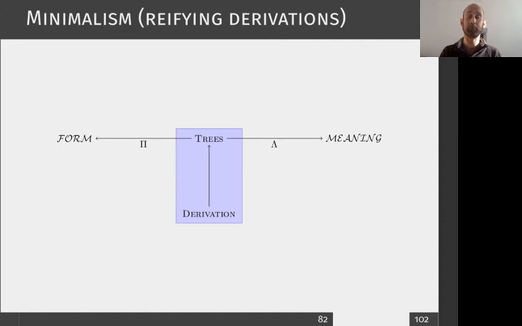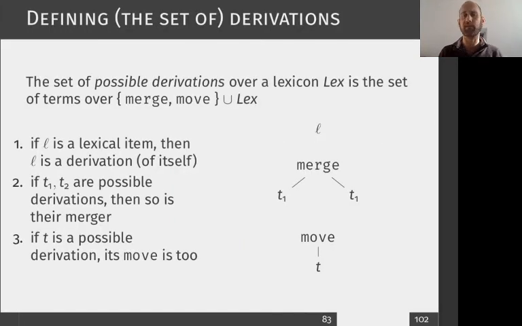Okay. So what are derivations reified? Well, a possible derivation is either a lexical item, right? And so a derivation here, a derivation tree, is a representation of steps you could take to construct something. Okay, so if I have a lexical item as my derivation tree, that is a representation of the instruction, take this lexical item out of the lexicon.